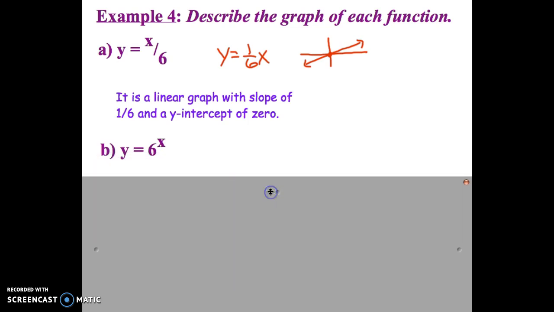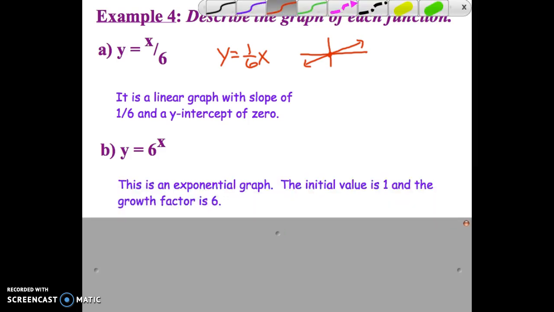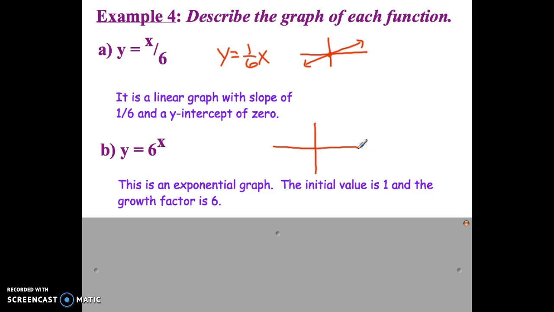Second example, y equals 6 to the power of x. Try to think what type of function that is and also identify some key features. Okay, this is an exponential graph, and if you plug in x equals 0 here, you're going to get that it starts at 1.